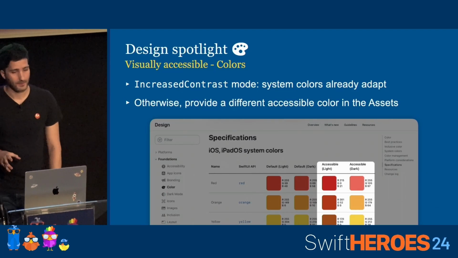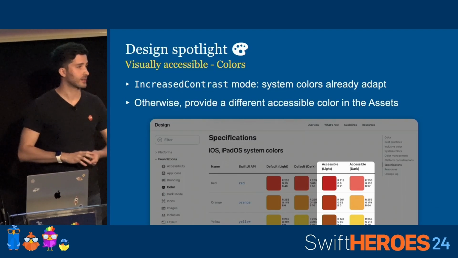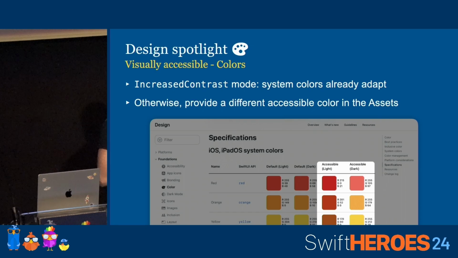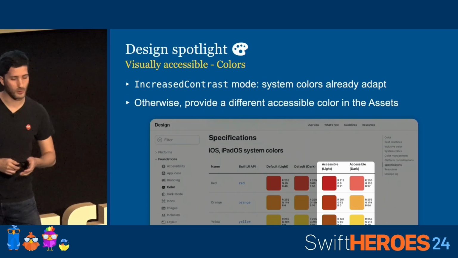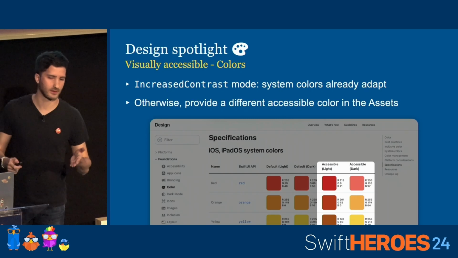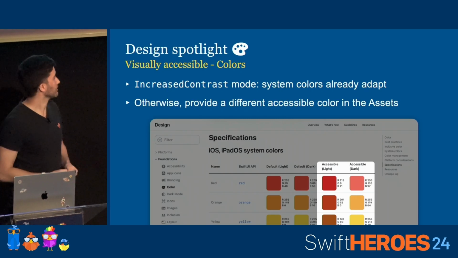There's another iOS accessibility feature, which is increased contrast mode, and it already adapts system colors if we are using them inside our apps. Otherwise, we can provide a different asset, even for dark mode.